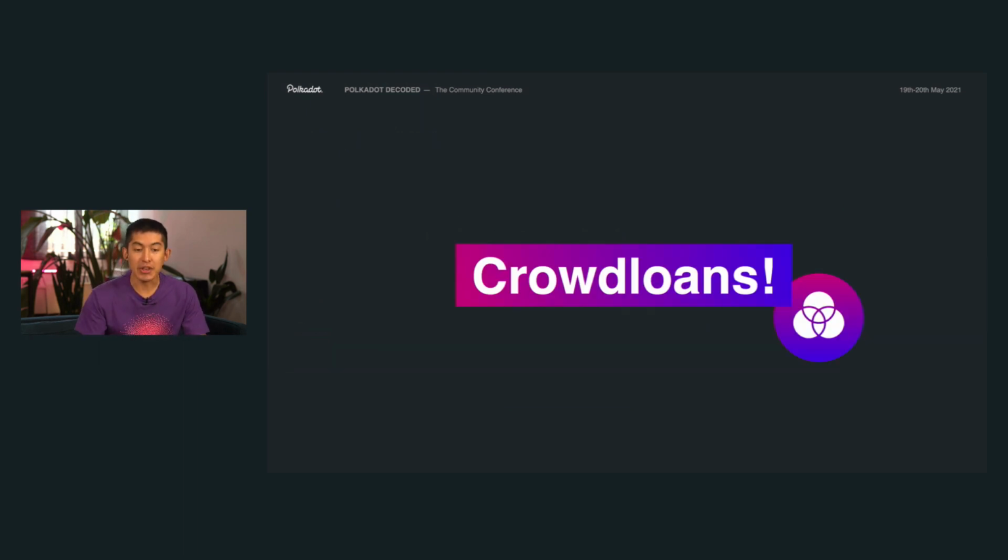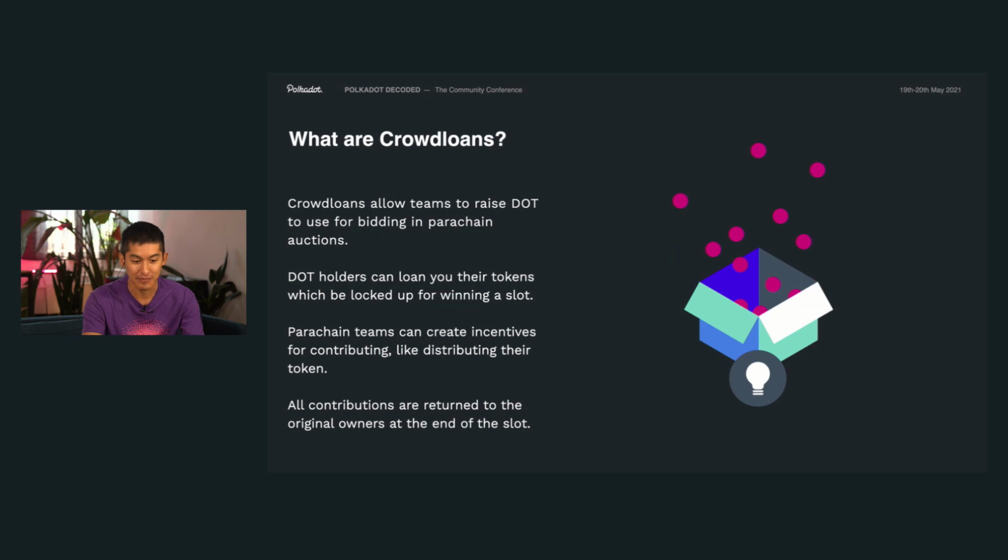Cool. And so now we understand how auctions work, let's chat about crowd loans, which is, I think, one of the most exciting things that we can definitely offer in this presentation. So what are crowd loans? Crowdloans is a fundraising system for parachain teams to get the dot needed to win parachain auctions. Basically, dot holders can loan parachain teams tokens, which will be used to bid in these parachain auctions.